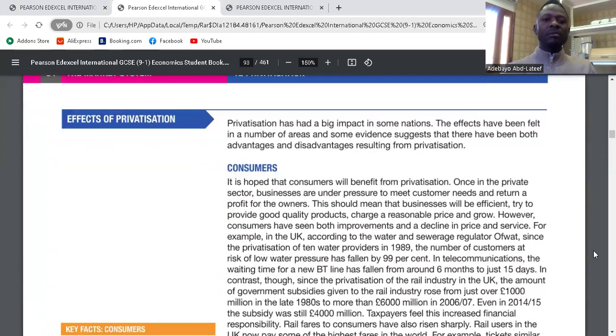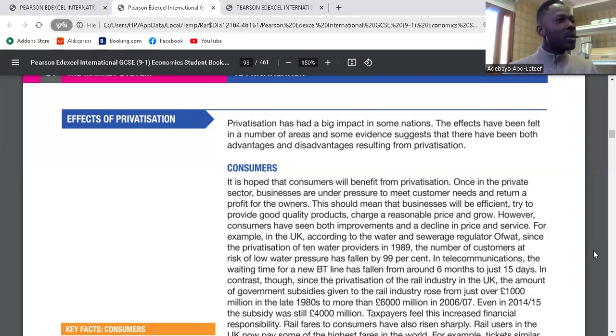Are you there? Privatization has had a big impact in some nations. The effects have been felt in a number of areas, and some evidence suggests that there have been both advantages and disadvantages resulting from privatization. So what are the effects of privatization? When we talk about effects, we're talking about the impacts, positively or negatively. So we're starting with the impact of privatization on consumers.